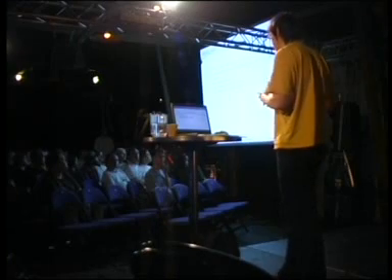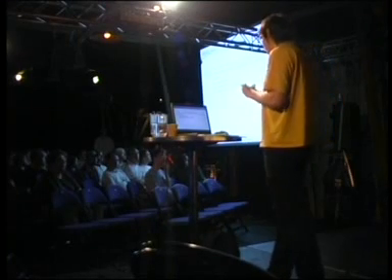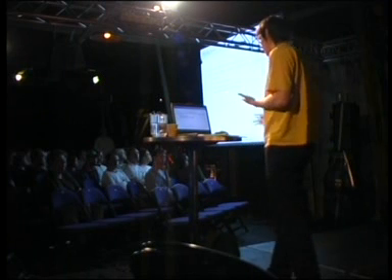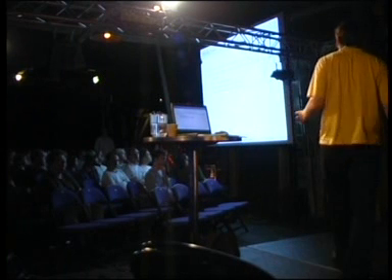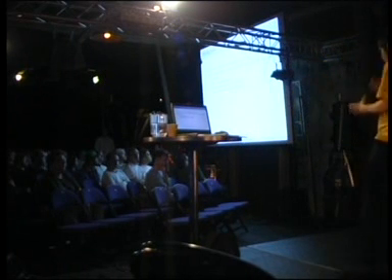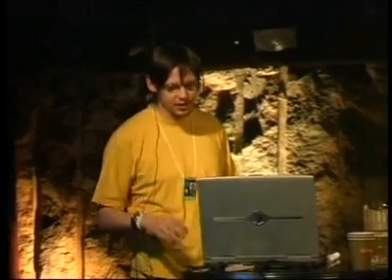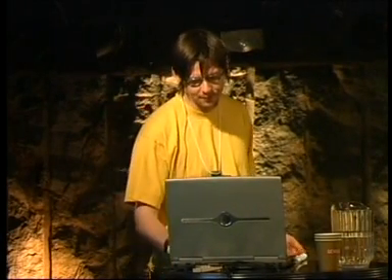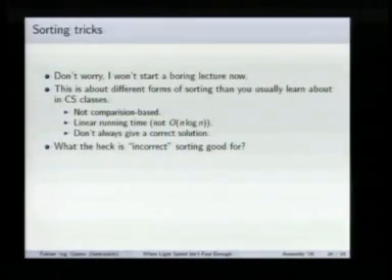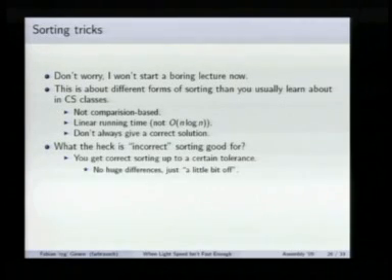But these algorithms don't always give you a correct solution. They don't always give you a correctly sorted list. And so what the heck is incorrect sorting good for, you may ask? Because, well, if I get an incorrectly sorted list, what is that supposed to mean? Well, you get correct sorting up to a certain tolerance. So the difference between items next to each other isn't more than a certain maximum value.